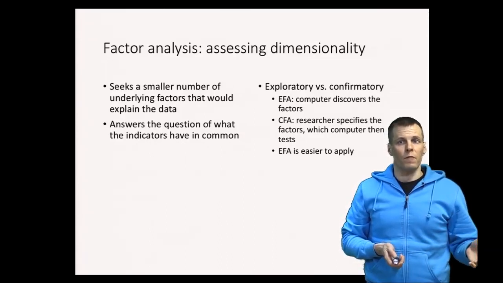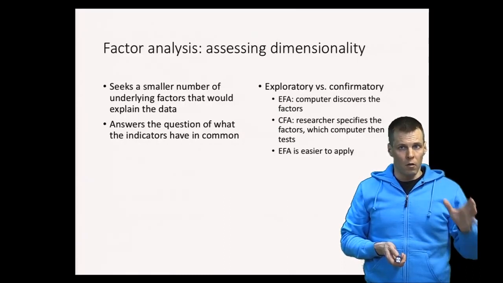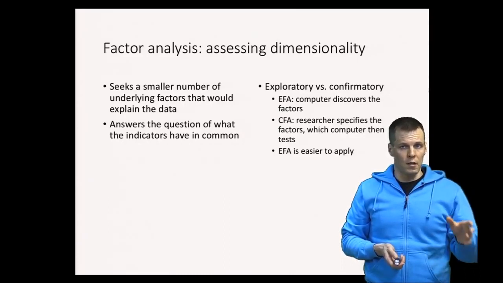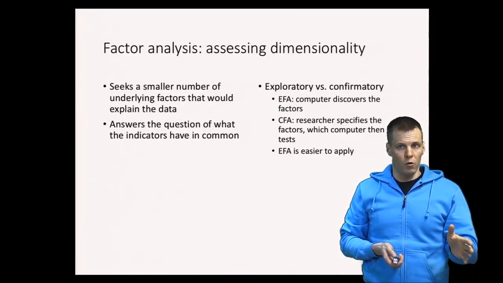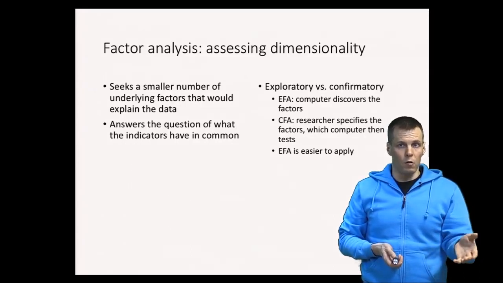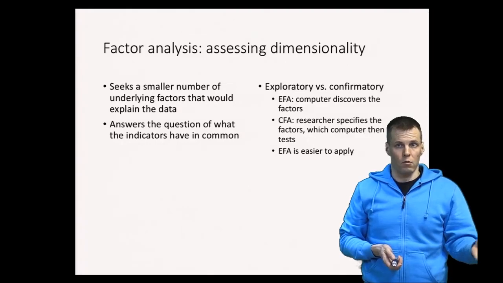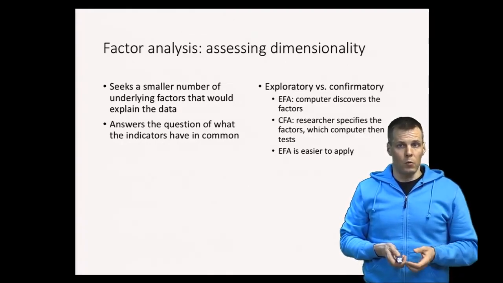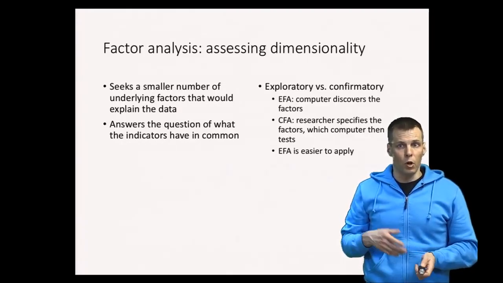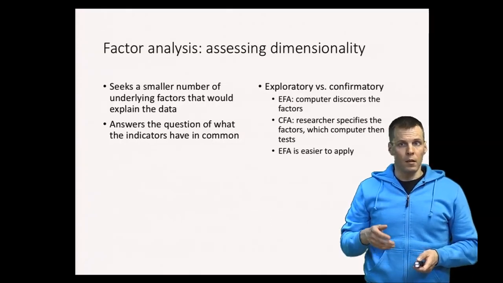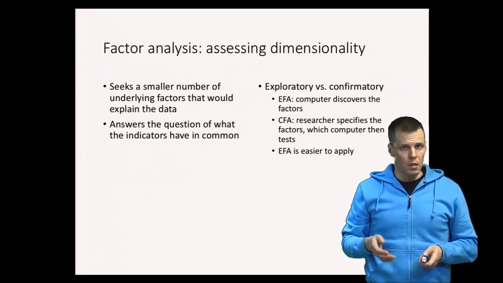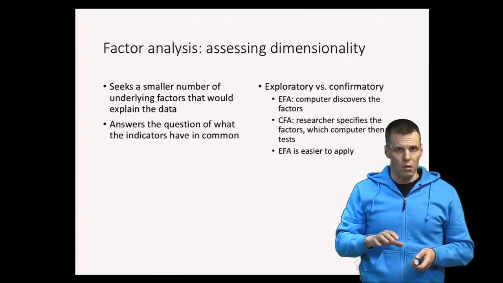In exploratory factor analysis, it's an exploratory process where you give the computer your data set and then you ask the computer to give you 3 factors, 2 factors, or how many factors you want to have from the data, and then the computer will identify the factors. In confirmatory factor analysis, you specify the factor structure yourself.